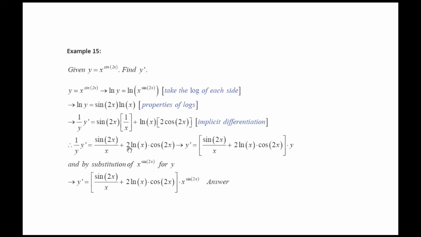And so now, I want y prime, so we multiply both sides of the equation by y. Well, what is y? That puts it over here. All I've done from here to here is multiply both sides of the equation by y. And now I'm one step away. Since y is equal to x sine of 2x, I'm going to substitute in x sine of 2x for y. And when I do, this is my answer.